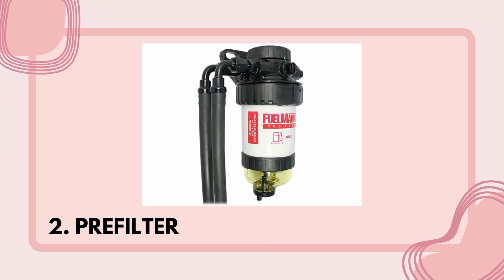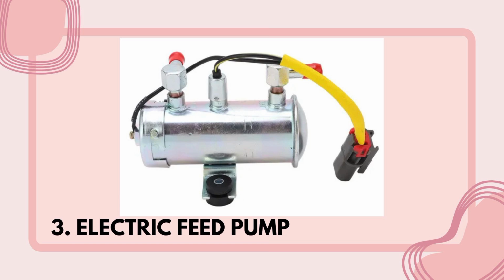The second part is the pre filter. That is the pre filter. It is a first stage filter that screens larger debris. The function of the pre filter is to remove larger contaminants before the fuel reaches the main filter, protecting the fuel pump and other components. Number 3 is the electric feed pump.